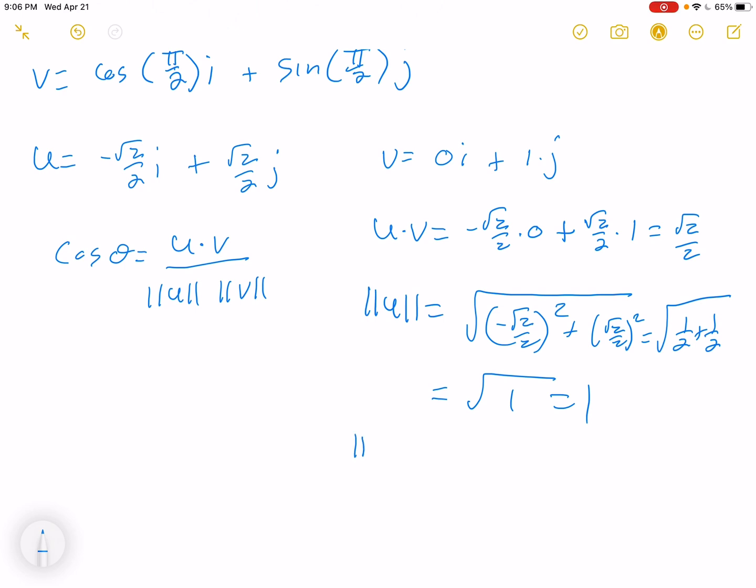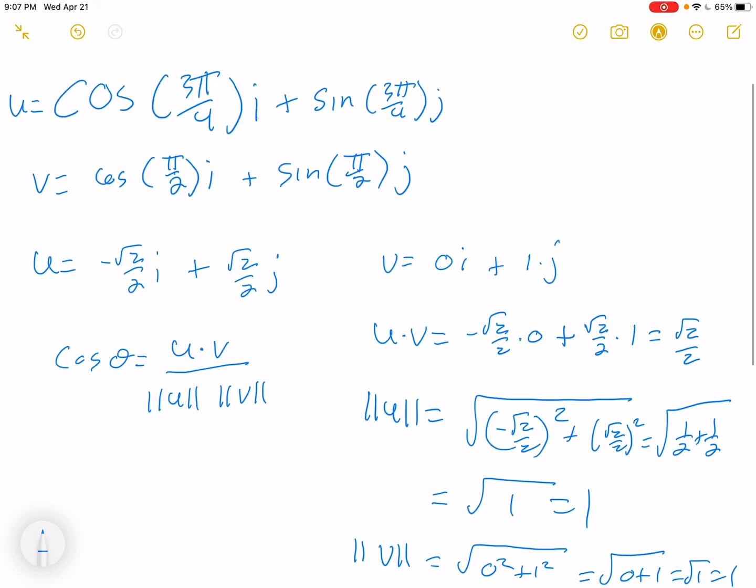Also, if we look at v, notice up there, there's no leading coefficient, but let's just double check this. That's going to be the square root of 0 squared plus 1 squared. It's the square root of 0 plus 1, square root of 1, which equals 1. So the magnitude for each u and v is 1, and we could have just seen that if we look back in the original vector, there's no leading coefficient given, so it's implied to be 1.